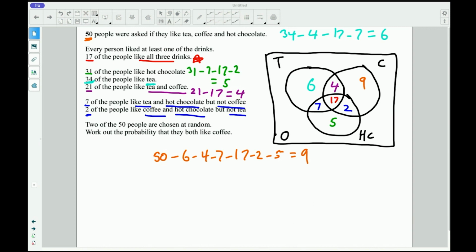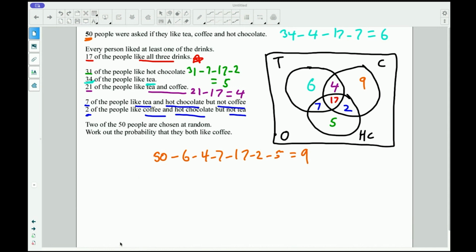Okay. Are we all good with where we got those numbers from? Were there any operations here that I did that you were confused about or you're not sure how I knew that as a fact? No? Okay. So let's take a look at the probability that they both like coffee.